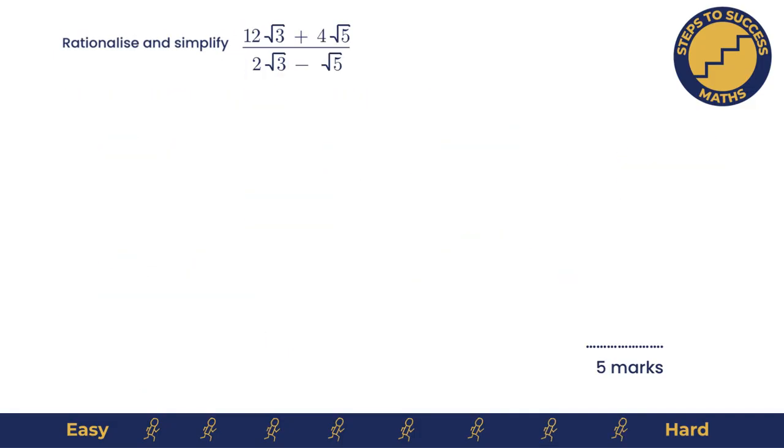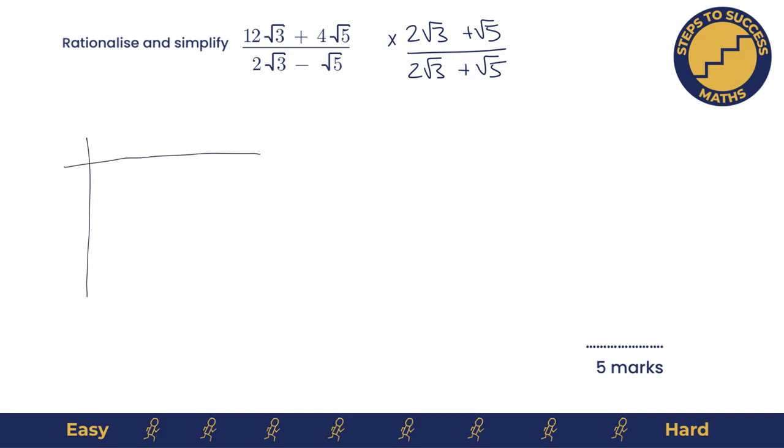Hopefully you've got the idea by now. So let's have a go at this really tricky example. So you know the steps you have to do. You're going to multiply by 2 root 3 plus root 5 over 2 root 3 plus root 5. Use grids so that you can take your time to work this out, starting with the top.